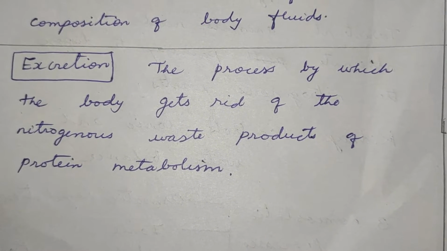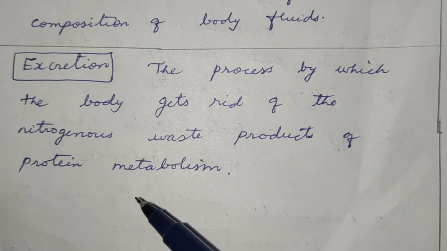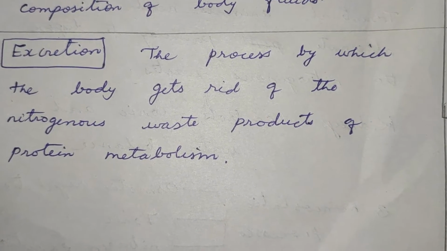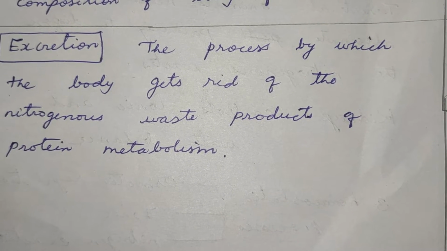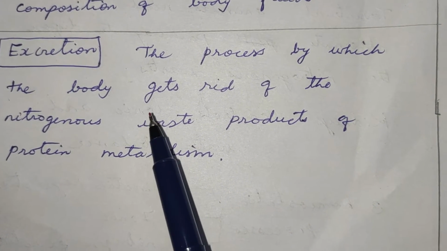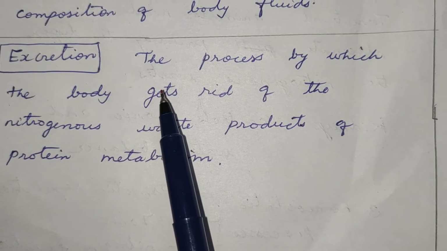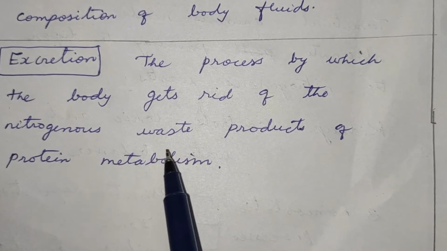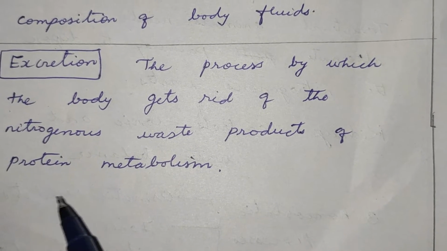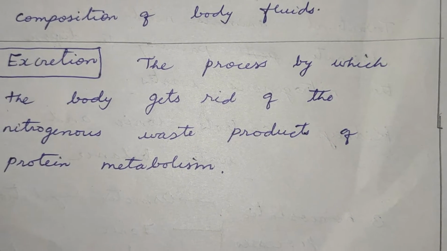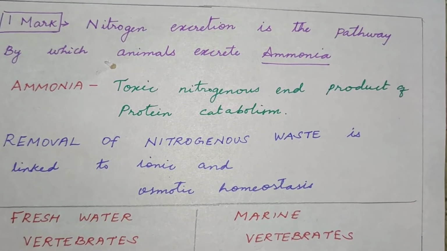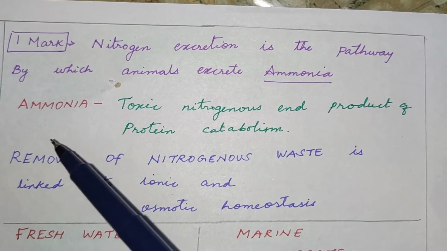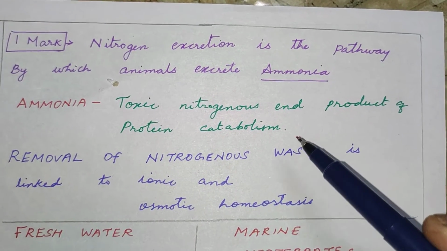Next is excretion. In a simple sentence we can say removal of nitrogen waste products from the body or body fluids. Here we can see the definition as such: the process by which the body gets rid of the nitrogenous waste product of protein metabolism is called excretion. One more question: nitrogen excretion is the pathway by which animals excrete ammonia.